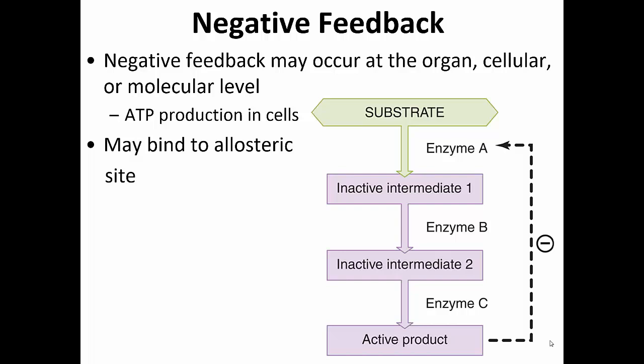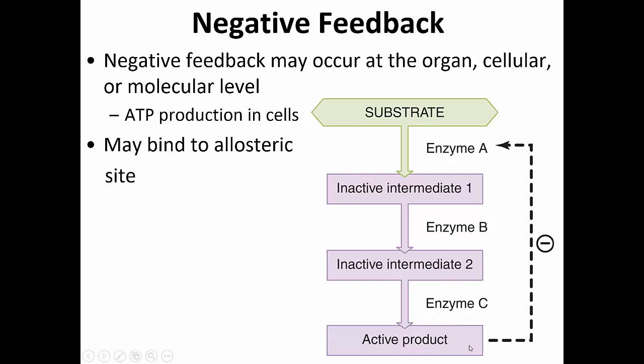We also notice that negative feedback may occur at a molecular level, as we see illustrated on this particular slide. In fact, negative feedback can occur at the organ level, the cellular level, organism level, or the molecular level. And so this is a common situation that you see in metabolic pathways within the body that you're certainly familiar with at this point in your biology career. Here we have a substrate that's transformed by enzyme A into an intermediate number 1. Enzyme B transforms this intermediate 1 into intermediate 2. Enzyme C transforms intermediate 2 into the active product.